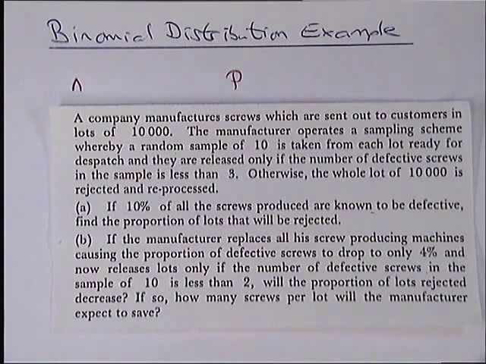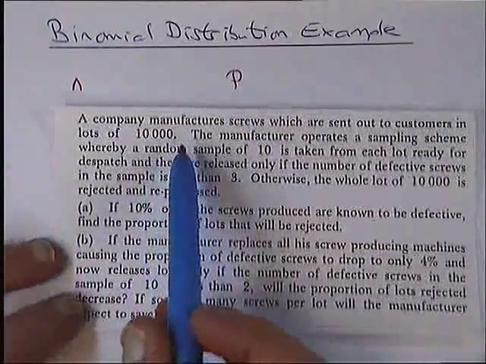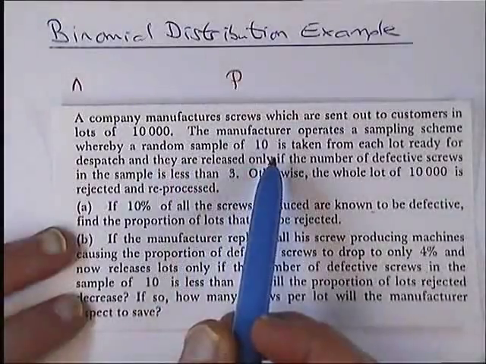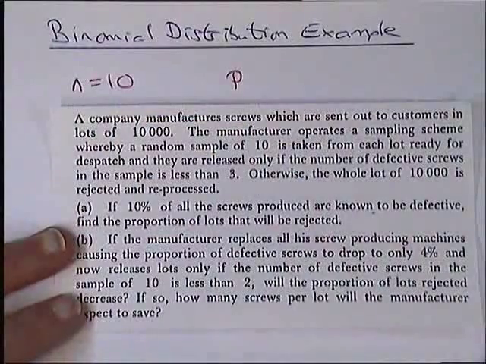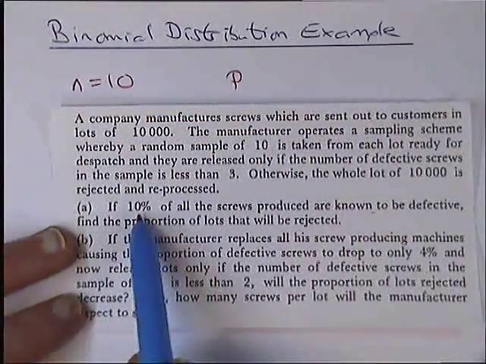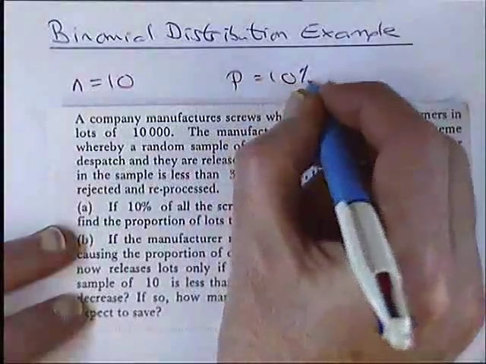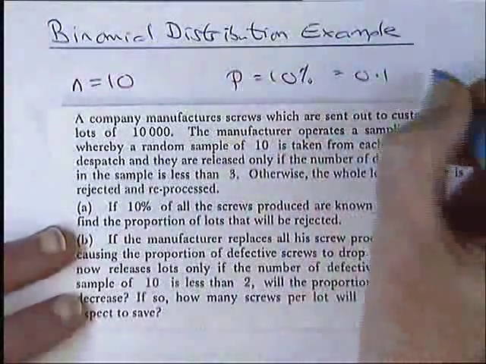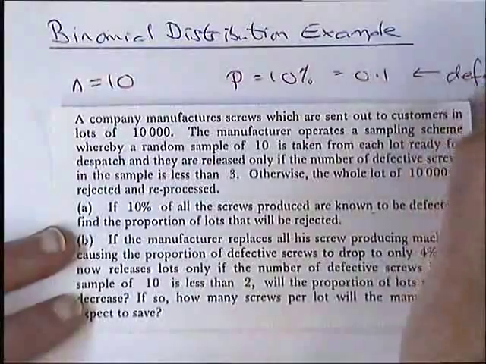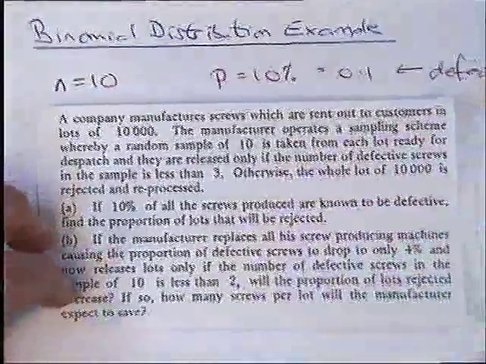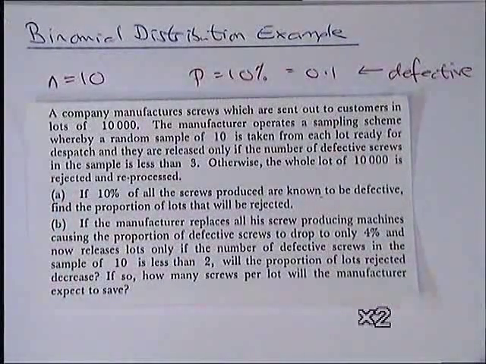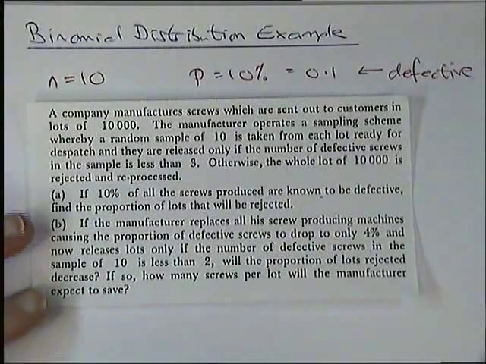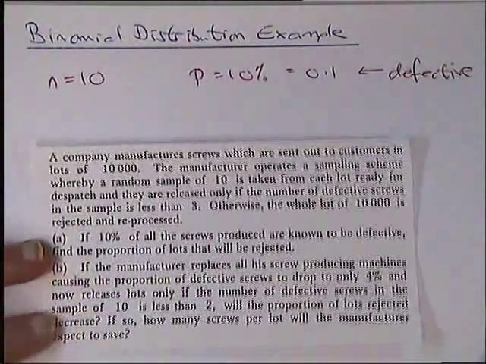So first of all, the number of trials is how many things are you going to look at? Well, we're not looking at all 10,000 screws, we're looking at a random sample of 10. So in this question, n is going to be 10. P, the probability we're interested in here, is 10%. As a decimal, that will be 0.1, and that is the probability of being defective. Even though we refer sometimes to p as being the probability of success, success can be thought of as something that's defective. That's okay.